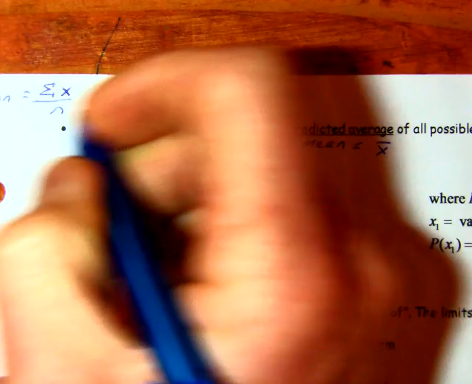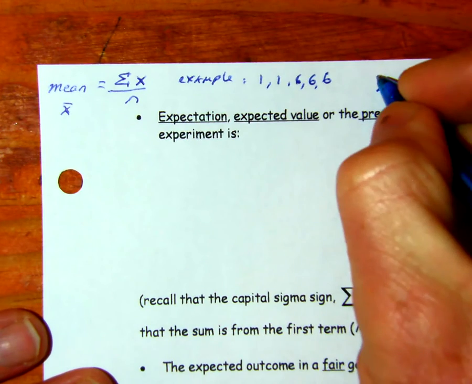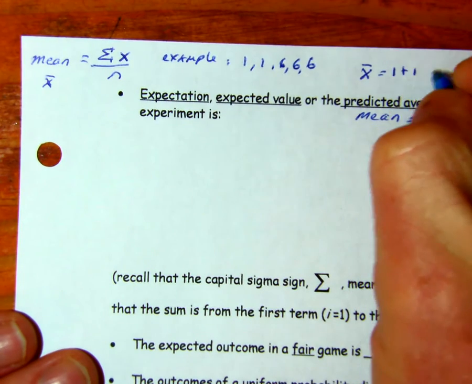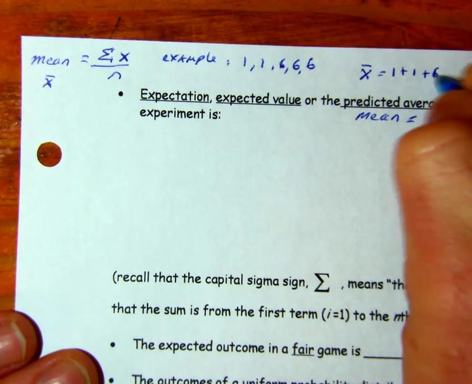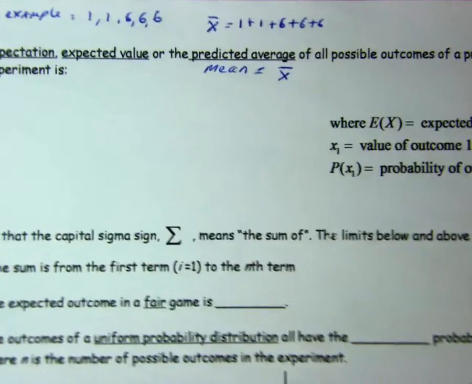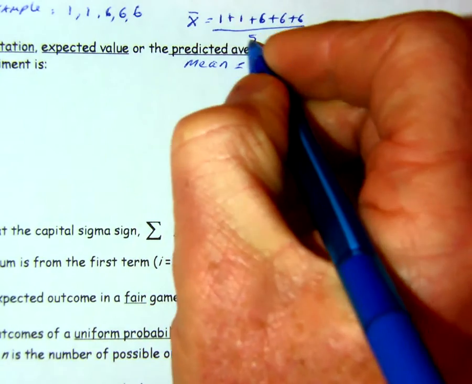So the mean, we're going to call it X bar, X with a bar over it. So the mean is going to be, add them all together, 1 plus 1 plus 1, sorry, plus 6 plus 6 plus 6, all over how many things do we have? Well, there's 5 of them, right?